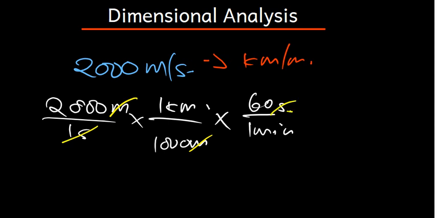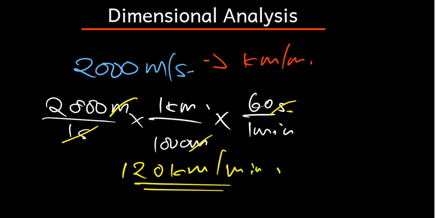So what we are going to have is 2000 times 60 divided by 1000. So I'm getting 120. So it's 120 kilometers per minute. Okay, so it is very simple for us to convert from kilometers to meters, meters to kilometers.